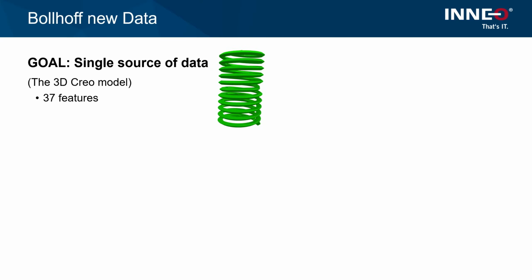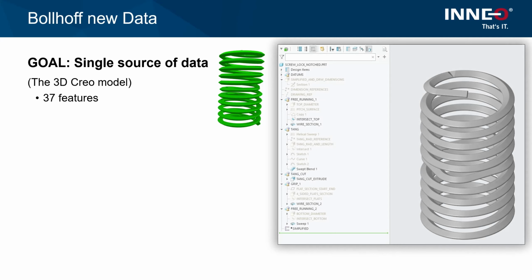We remodeled the part, and it consists of 37 features. It does look like a lot of features, but we had to take a lot of things into consideration. They wanted to create this helicoil with the tang, the section at the top that can break off. They also want to have a simplified version of the model. So we created this model so that we can get all those different variations from a single model, so that we don't have to manage multiple files.